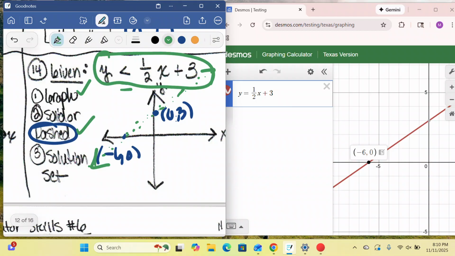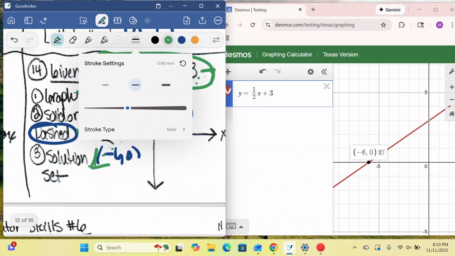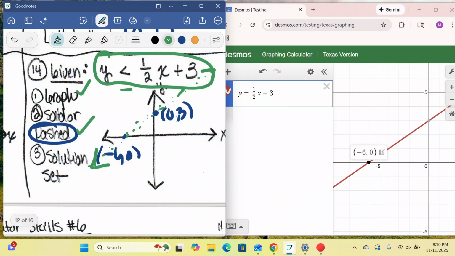Lastly, let me go ahead and change it. I'm going to say y is less than or equal to 1/2 x plus 3. Here's my y value right there, my y-intercept. Is it less than? Is it pointing towards the negative side or the positive side? If it's pointing towards the negative, it's less than, and those are smaller numbers. So I am going to be shading all the bottom.